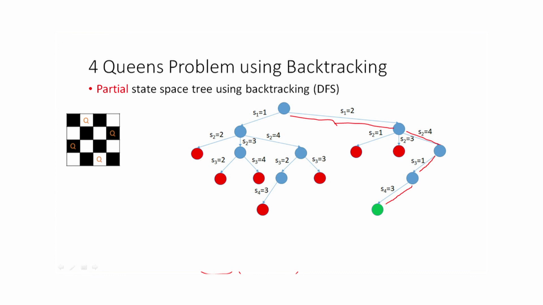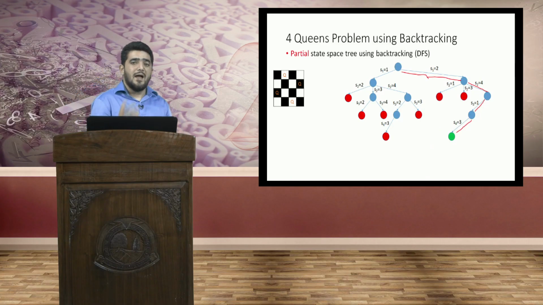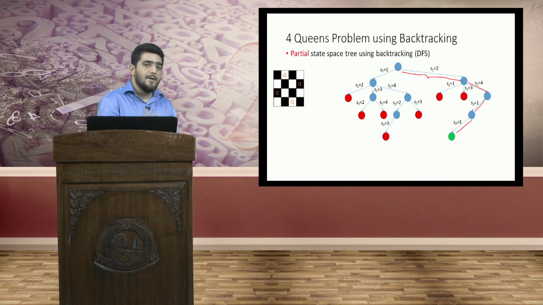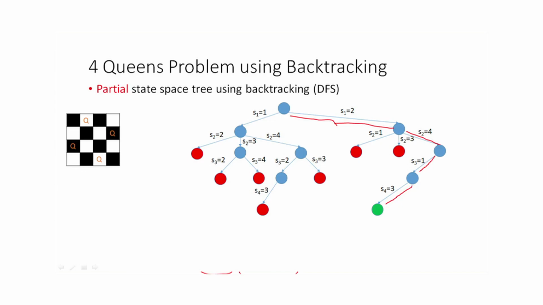So this is just an example of using backtracking. You can simply see the red nodes. Had we not used the bounding function, then we'd have to search all the subtrees that follow these red nodes. But by using backtracking, we restrict ourselves to only a certain partial subtree in the state space tree which needs to be explored for finding the solution.